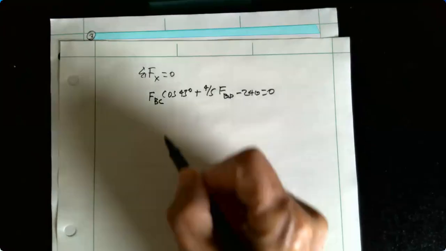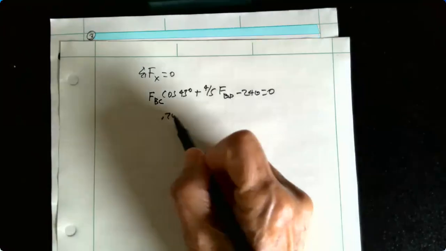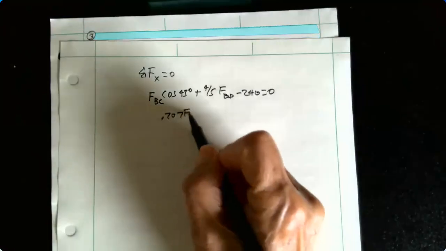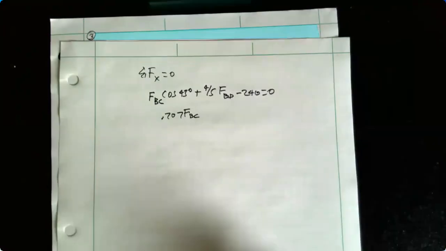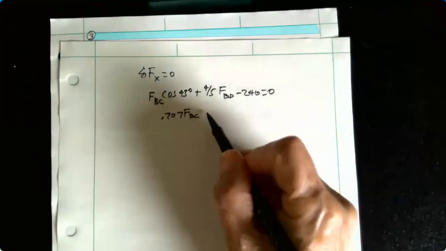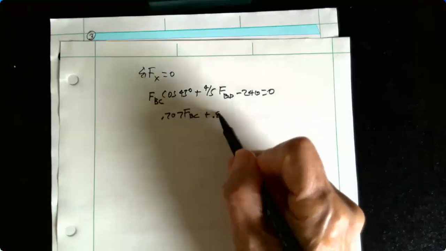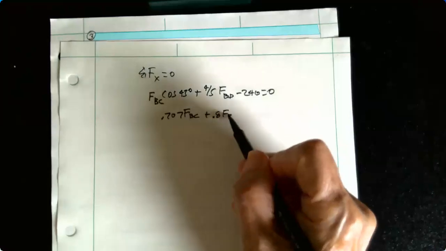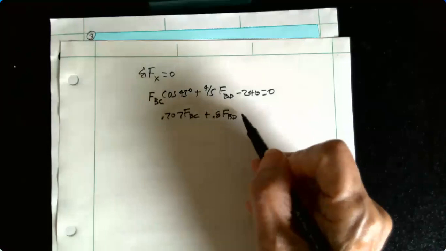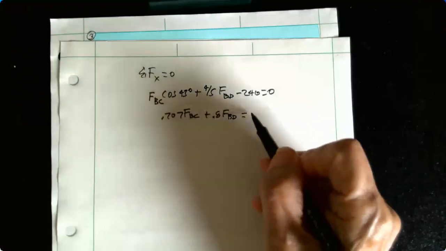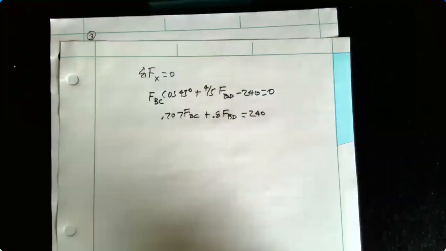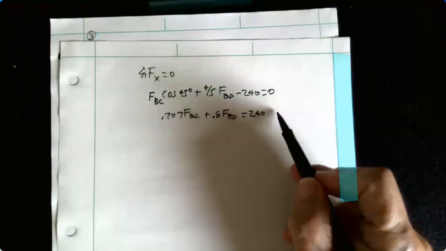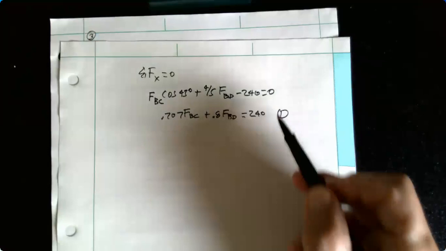So it's 0.707 force in BC plus 0.8 force in BD equals 240. I have two equations and two unknowns. So here's my equation 1 that I'm looking at.